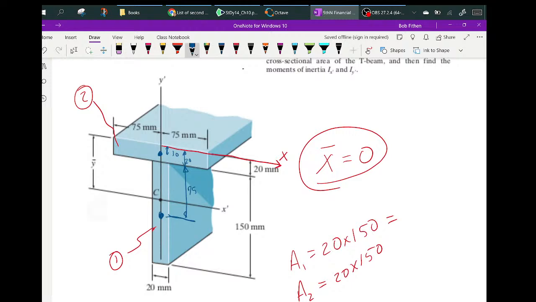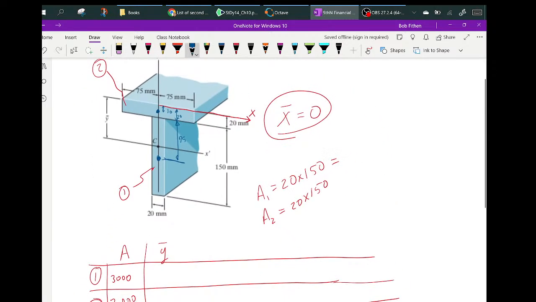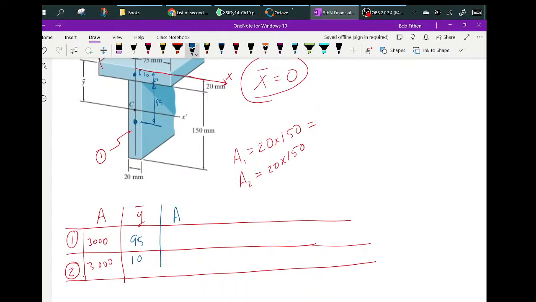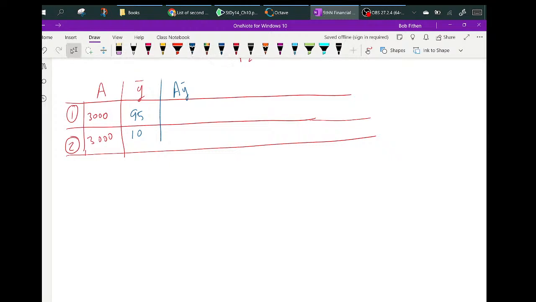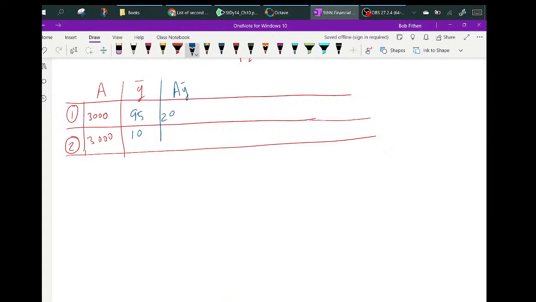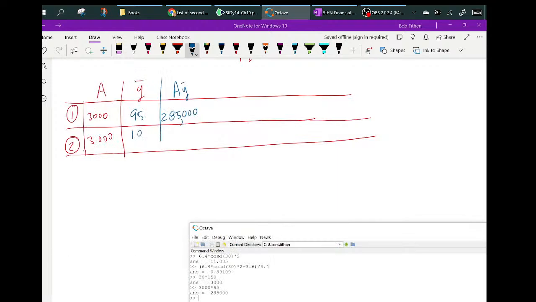Okay, so 2 would be 10. 20 plus 75, I believe, is 95. So now, a y bar. Now, I have to apologize about the large numbers, but I'm going to try to make enough space here. So 3,000 times 95, 285,000. Let me double check that though.